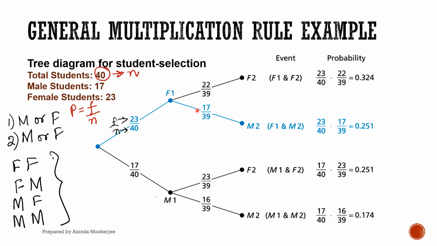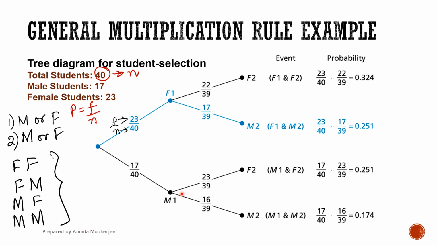How about the probability of picking a male student given a female student was picked in the first draw? What happens to my pool of students, the total pool of students? That's 39, because I've already pulled one student from my total set in the first draw. Now I have only 39 students left to pick from. And male students, I never picked a male student before, so that pool was intact. So I have 17 over 39. All right.